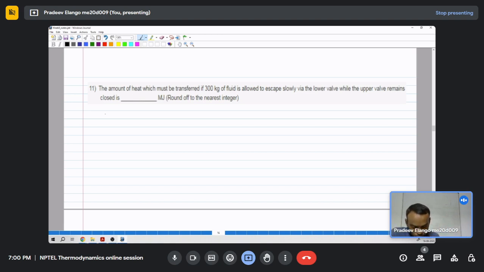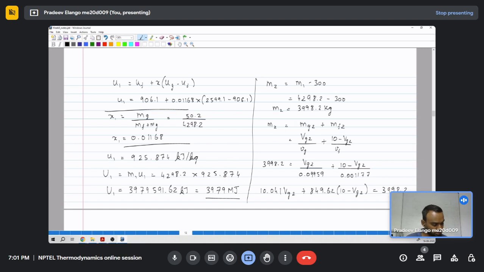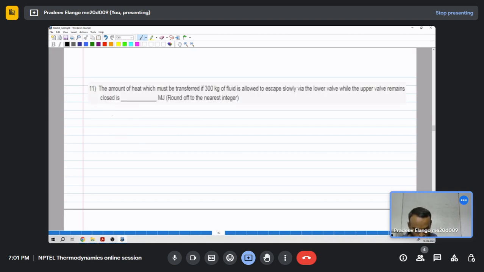So for this, U1 is same, U2 will also not vary, because we have only taken the total mass and then found what would be the share at the second state. So U1, U2 are same, and now only m_o h_o will change. That will become 300 kg into h of the fluid at the liquid state. So this is 300 into, it was 908 point something, 908.5.